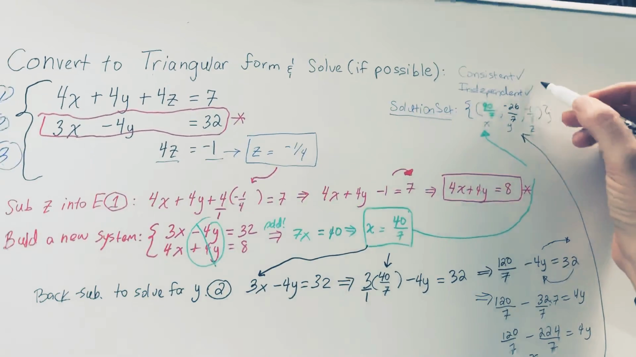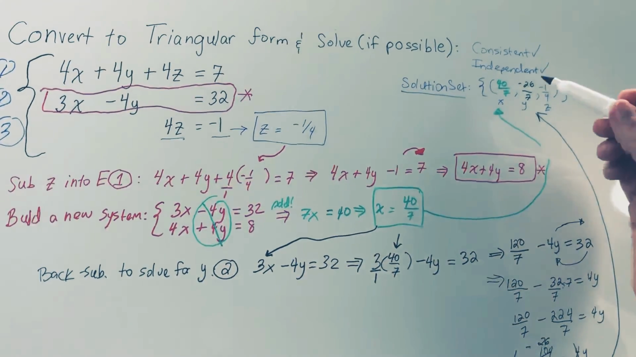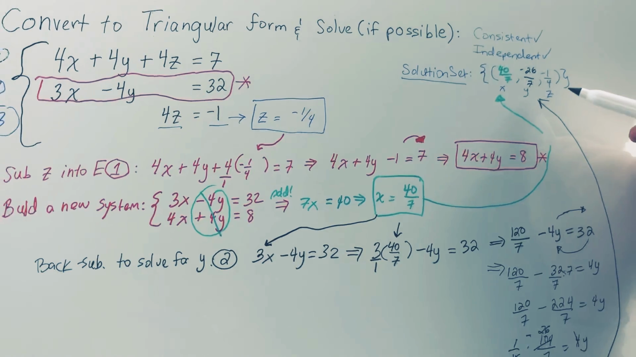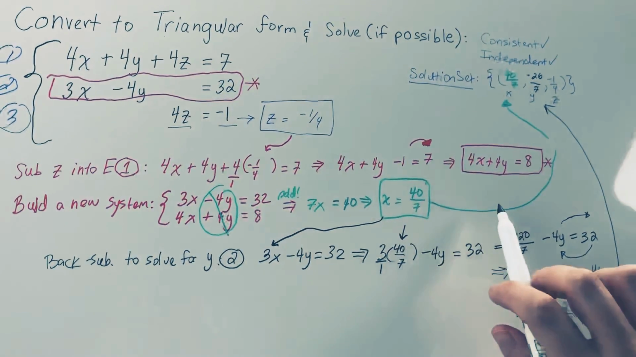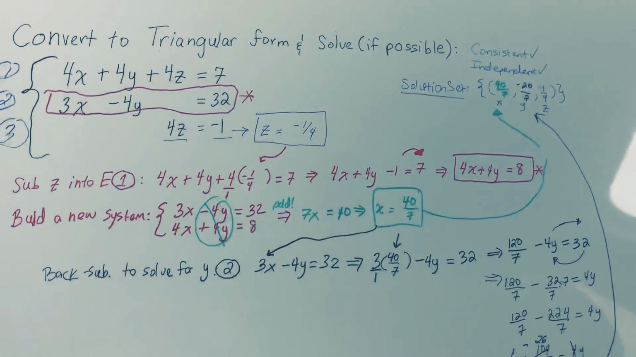So we had a nice consistent system, and I knew that the minute that I got z equaling a number. Anytime one of the letters equals a number, it's consistent and independent. And then I carefully found the other two variables by creating two equations with just two unknowns, by making sure that the same letter was eliminated from both equations carefully.